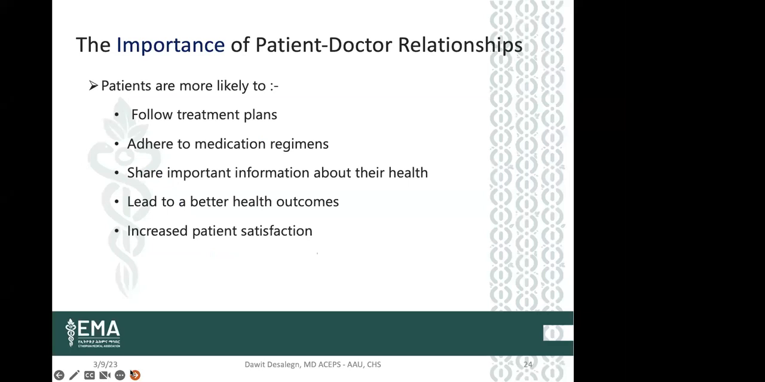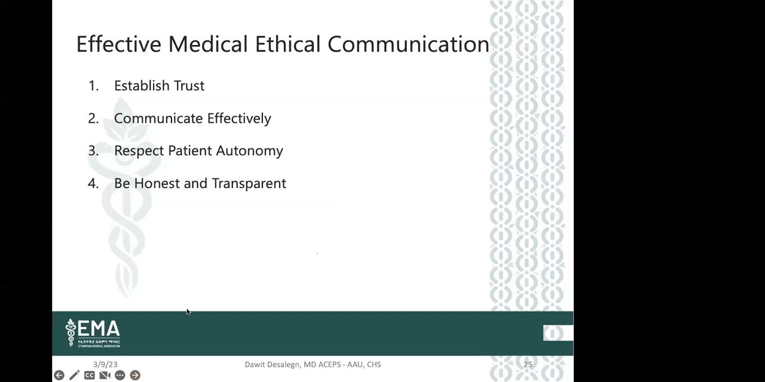The importance of this relationship is quite evident in different evidence, and there are many publications on this. When you have built good trust, and when you have a good doctor-patient relationship, patients are more likely to follow your treatment plans, they are more likely to adhere to medical regimens, and share important information about their health. It leads to a better outcome, and there is increased patient satisfaction. So this has been evidenced through many publications that a good relationship can lead to better patient outcomes and patient satisfaction. And to have this in place, effective communication is important.